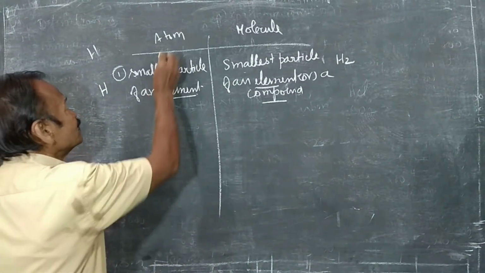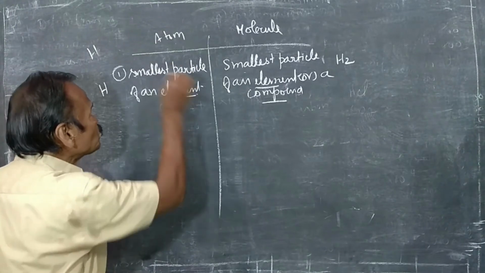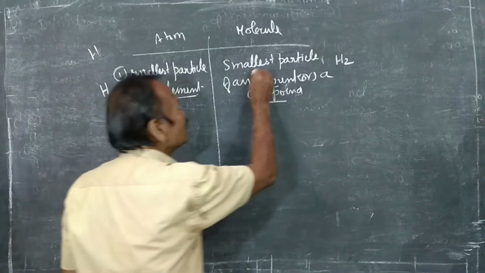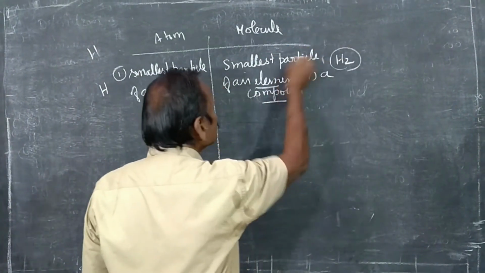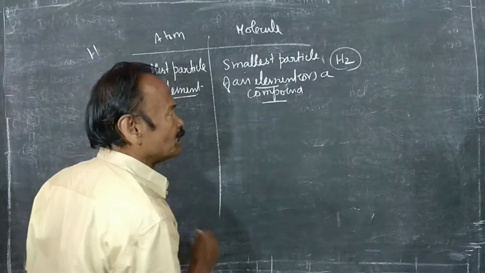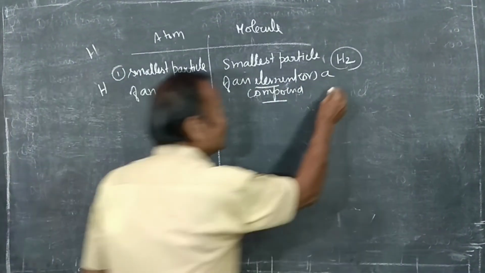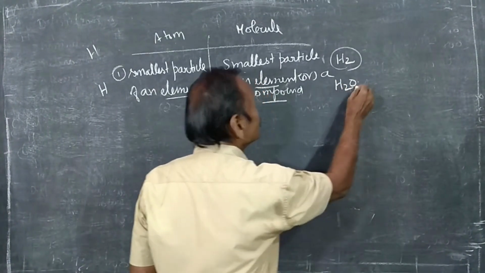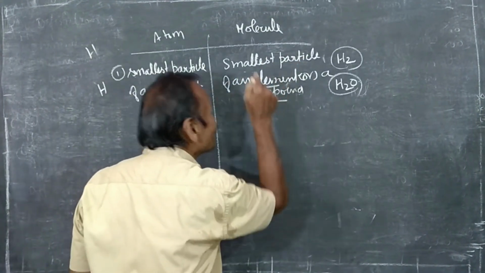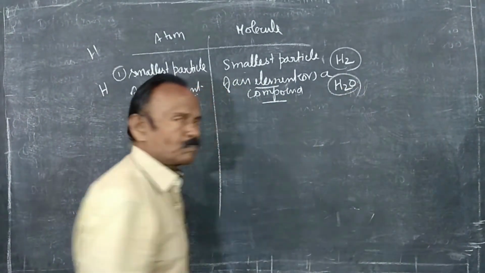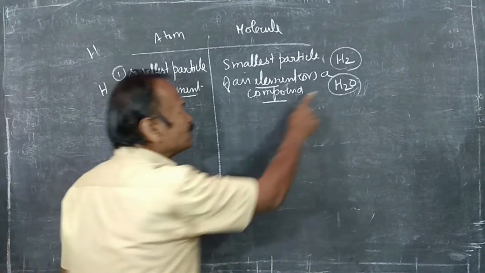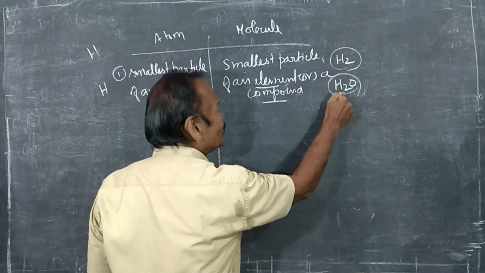So here atom is the smallest particle of hydrogen element. Here H2 is the smallest particle of the element hydrogen. So here both are same. But take H2O. H2O is the smallest particle of a compound. H2O is a compound because it is a combination of two different atoms.